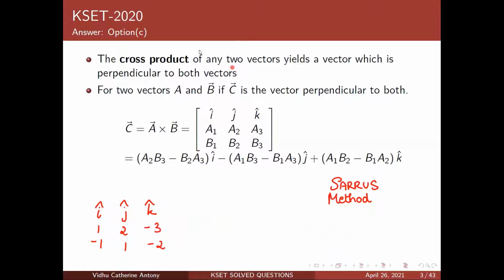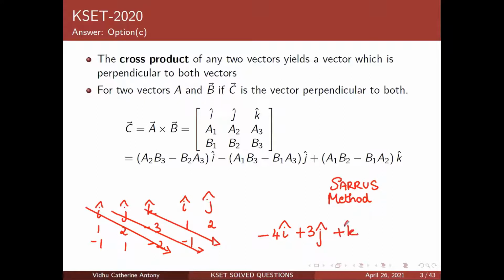Okay, so what do you have now? You have to repeat this column and this column again. So you have 1, -1, j cap, 2, and 1. Now you can multiply this way. So i cap into 2 into -2, that's -4 i cap. Similarly, you have j cap into -3 into -1, that is plus 3 j cap. And here you have plus k cap.